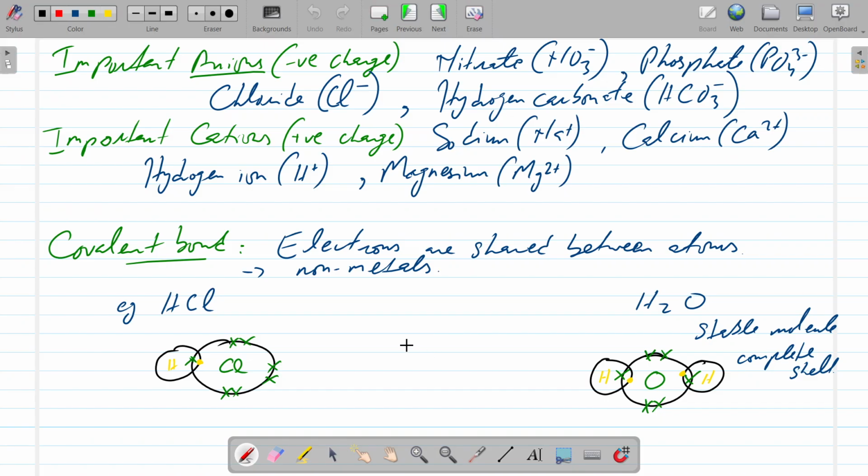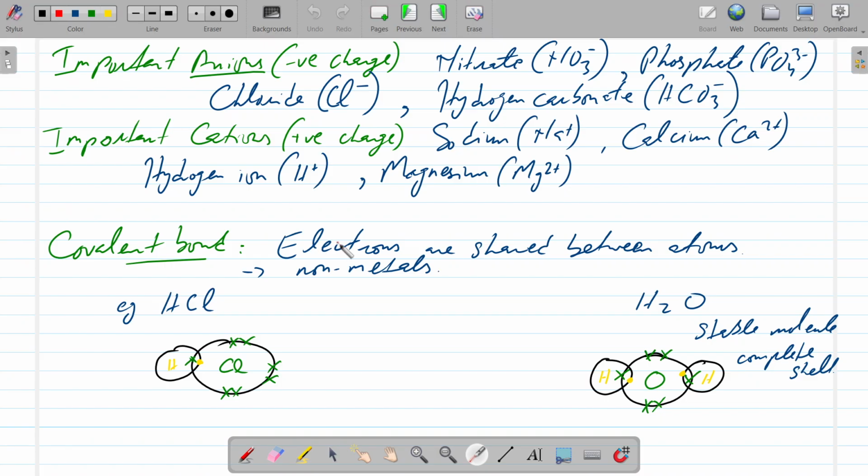There are a number of important anions, those are the ones with the negative charge, that are involved in our body in biology, and similarly a number of important cations, and we'll come across these throughout the syllabus. For the anions, we've got nitrate, phosphate, chloride, and hydrogen carbonate. As for the cations, we have sodium, calcium, hydrogen, and magnesium.